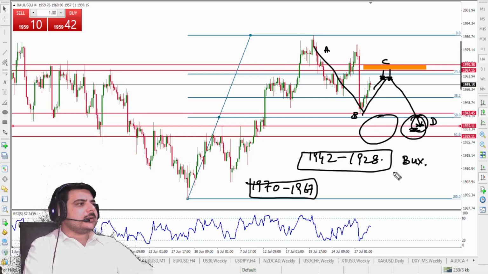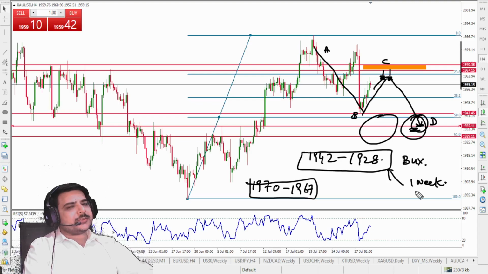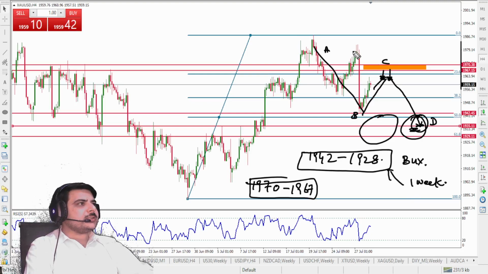Now remember, this is going to be a long term, maybe for 1 week or more than that. We can keep it till 15th August, while this trade opportunity will have just a stop loss of this much, and you will need to exit this sell trade near 1942, 1940, or maybe near 1950. I think this much profit, if you get guaranteed, that is more than enough.